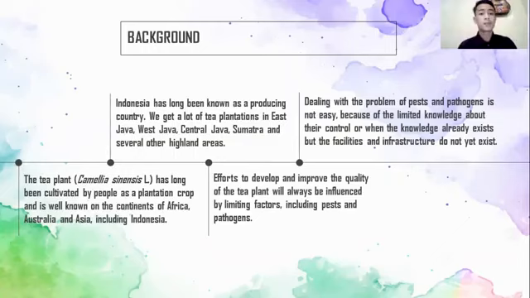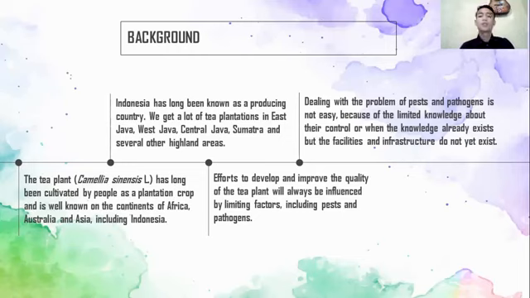The next is background. The tea plant, or Camellia sinensis, has long been cultivated by people as a plantation crop and is well known on the continents of Africa, Australia, and Asia, including Indonesia. Indonesia has long been known as a production country. We get a lot of tea plantations in East Java, West Java, Central Java, Sumatra, and several other highland areas.